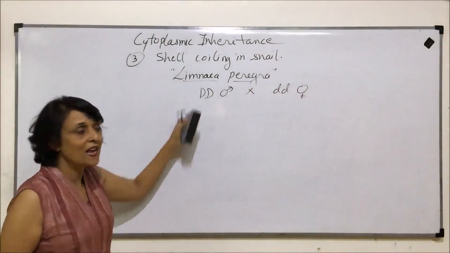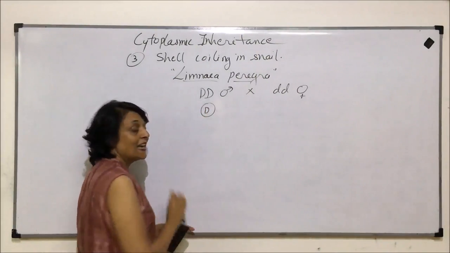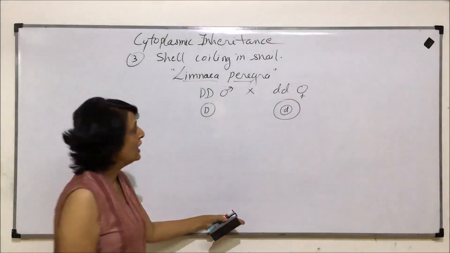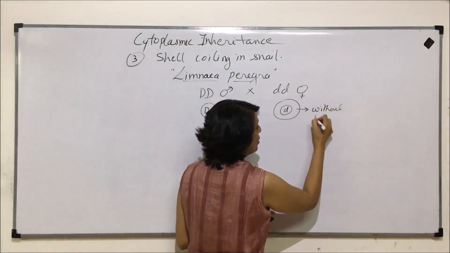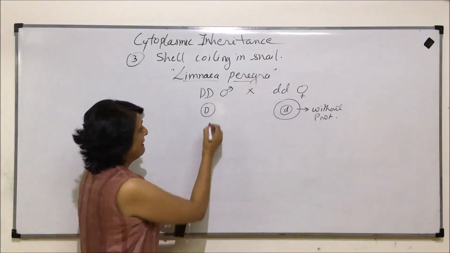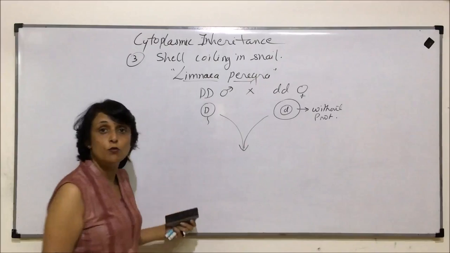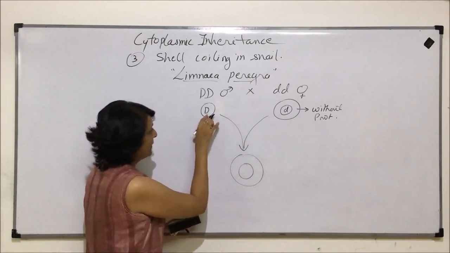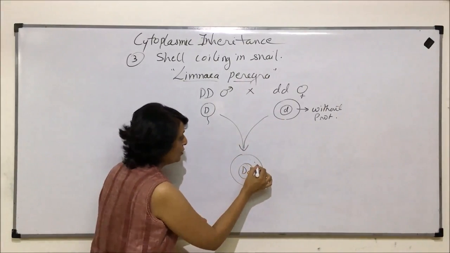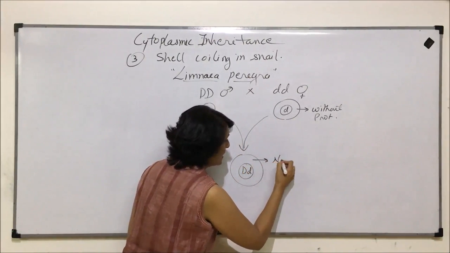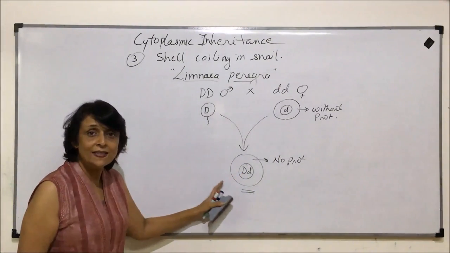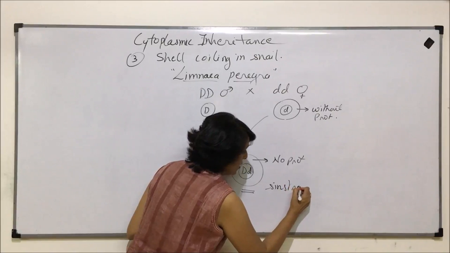Now, this dextral male will produce a male gamete having capital D, and this sinistral female will produce an egg having small d, but the cytoplasm is without proteins. Why are those proteins not there? Because her genetic makeup was such that there was no dominant gene. When the male and female gametes fuse, the zygote formed will have capital D from the male gamete and small d from the female gamete, and the cytoplasm from the female gamete. This cytoplasm has no protein. So in spite of having capital D, this snail will show sinistral coiling.